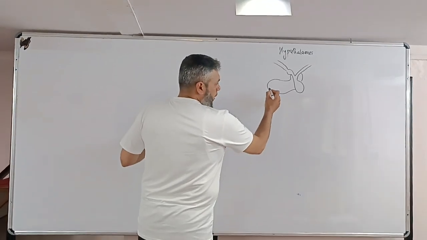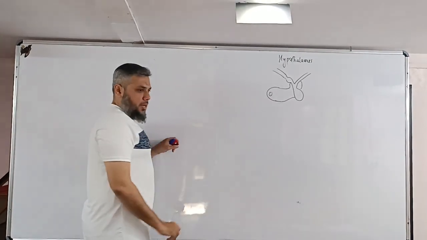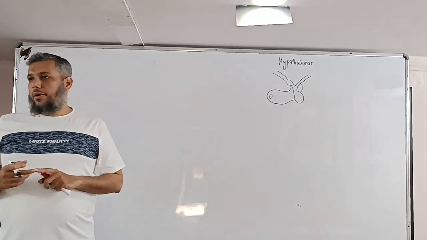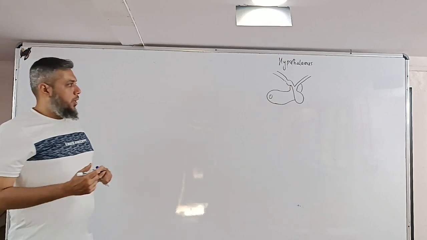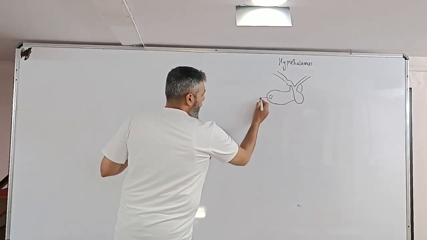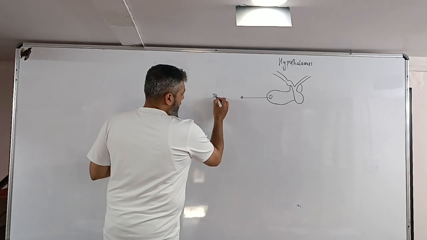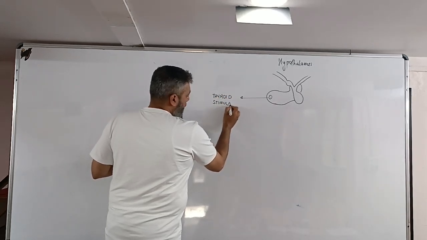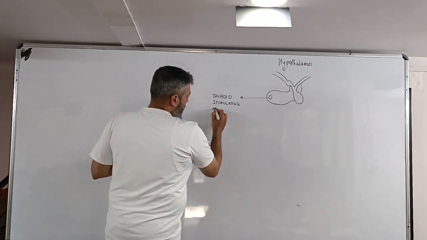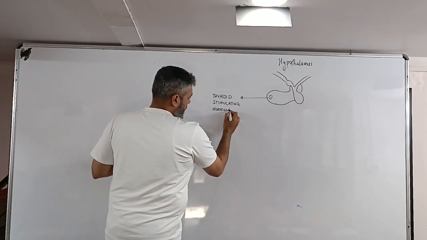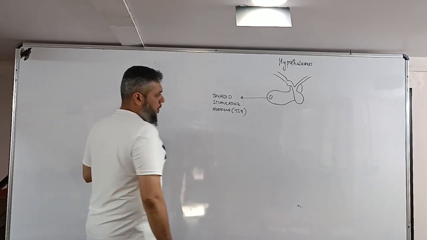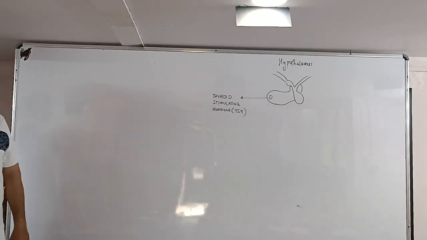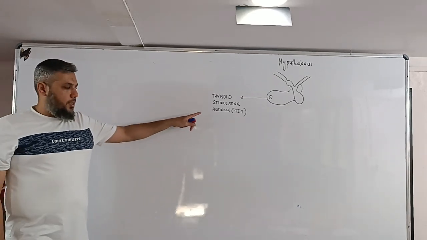by the anterior pituitary. That is the pars distalis. Which hormone did we see first? Growth hormone. It also releases a hormone called thyroid stimulating hormone. The short form of it is TSH. Okay, so the pituitary gland releases TSH.